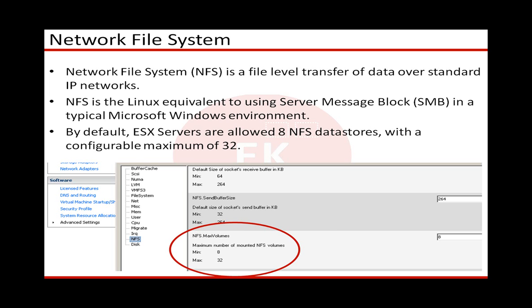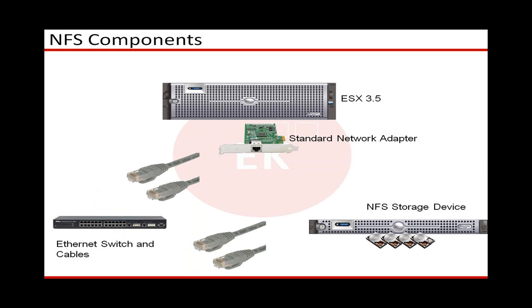Now as far as the NFS components are concerned, if we start at the top, we have ESX 3.5, which is the host that has a standard NIC adapter. The standard NIC adapter in turn connects via standard Ethernet cable, Cat5, Cat6, to an Ethernet switch, again via Cat5 or Cat6 to the NFS device. This NFS device is what's holding the storage and what's presenting the storage on the network, making it available for ESX 3.5 to connect to this storage.